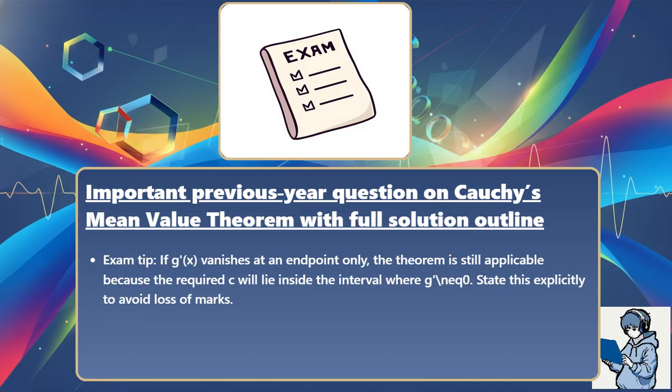Exam tip: if g prime of x vanishes at an endpoint only, the theorem is still applicable because the required c will lie inside the interval where g prime is not equal to 0. State this explicitly to avoid loss of marks.